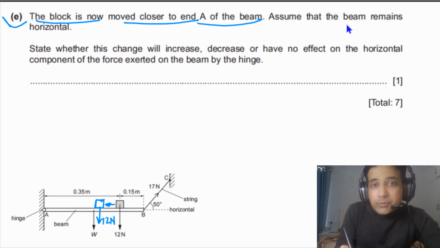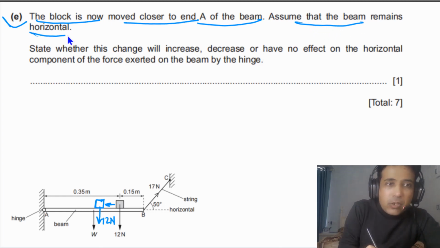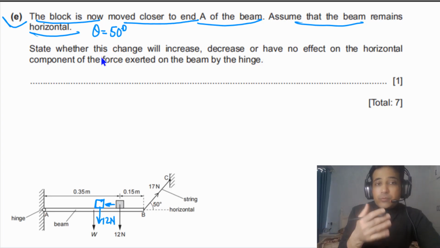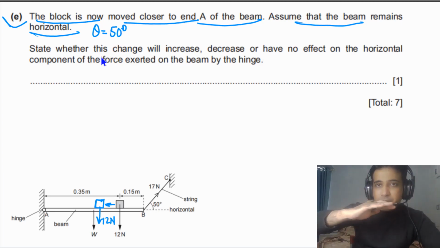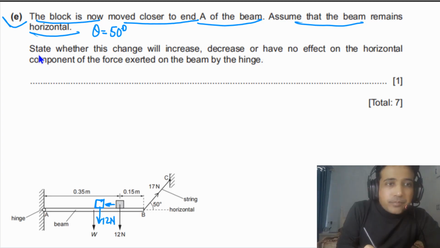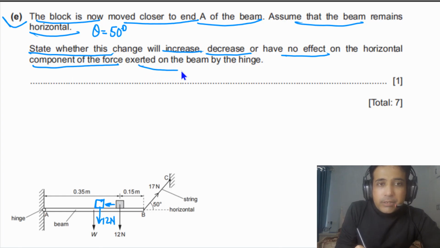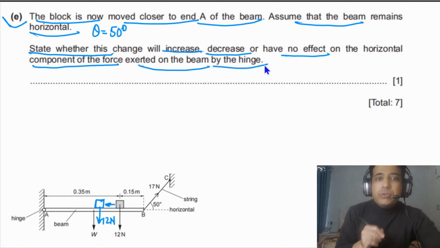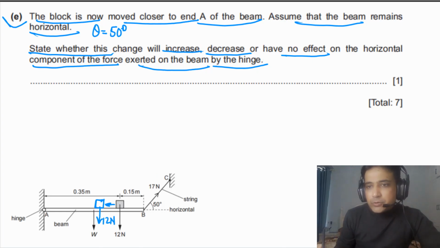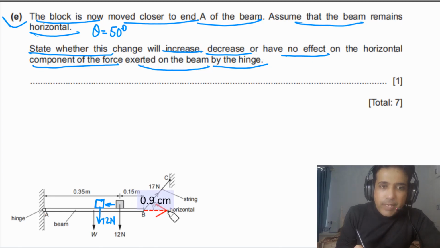It is also given to us to assume that the beam remains horizontal. If the beam remains horizontal, it means that this angle also remains the same. So the angle is still 50 degrees. This is what we can conclude from the beam remaining in equilibrium. State whether this change will increase, decrease, or have no effect on the horizontal component of the force exerted on the beam by the hinge. So we need to consider the horizontal forces acting on the beam. We have one horizontal force, the component of tension, that is acting to the right.